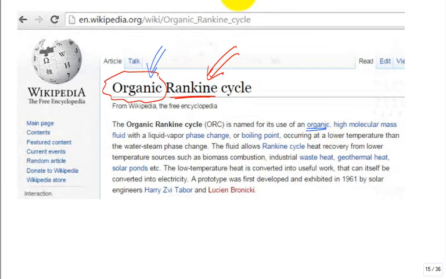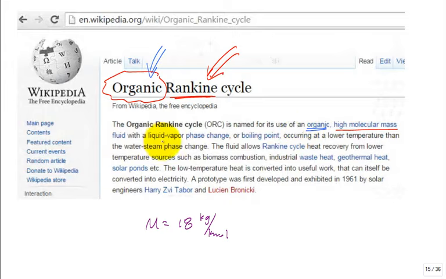Now, how many people have taken organic chemistry? What's the definition of an organic fluid? Has carbon in it, right. Those typically have high molar mass. What's the molar mass of water? 18. It's 16 for the oxygen and 1 for each of those 2 hydrogens. It's around 18 kilograms per kilomole. You can get organic fluids with a high molar mass of 50, 100, or above.